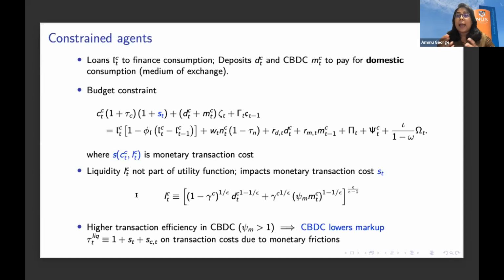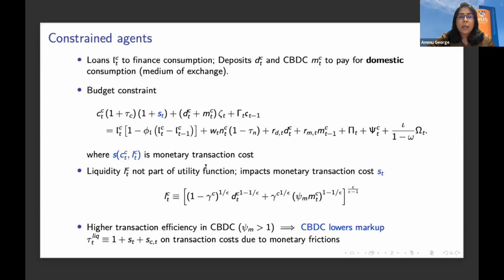Constrained agents receive loans. They also hold deposits and CBDC, for which they earn an interest rate. They provide labor services to the firm, for which they receive income after income tax. They are also the owners of the firm, from which they receive the profit. And they also receive a share of the lump sum income.